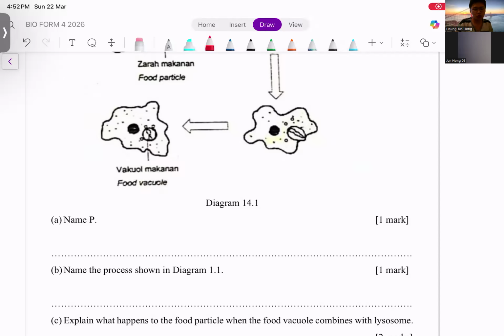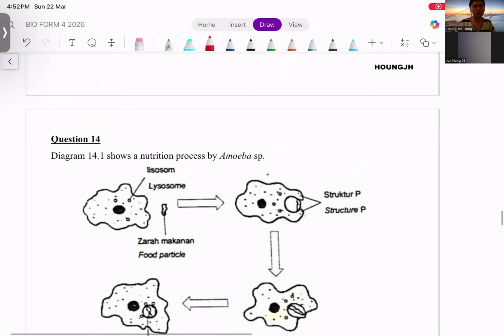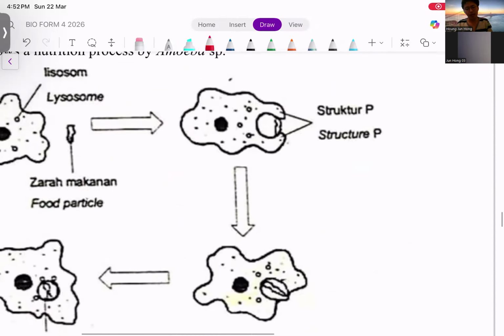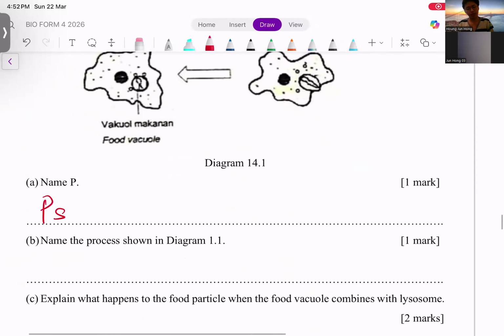All right, next question should be rather simple. This is question 14. So first of all, you have P. P is the hand over here, the tentacle over here. So what's that called? That's called pseudopodia. Okay, that's called pseudopodia, if you remember.